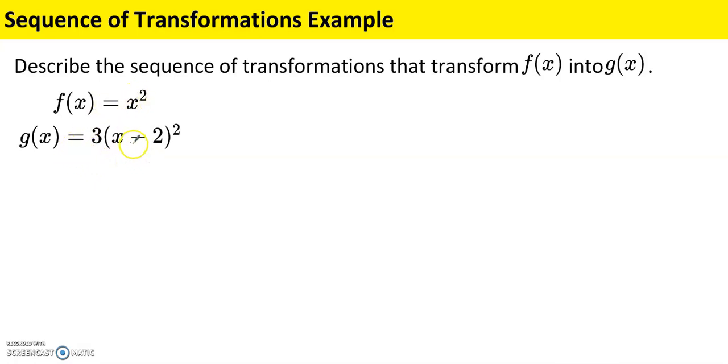So I've found it helpful to start by looking at what you find to be different. What do you see that's different in the new function that's not in the parent function? Well, if the parent function is x squared, we're going to have to deal with this 3, and we're going to have to deal with the negative 2.